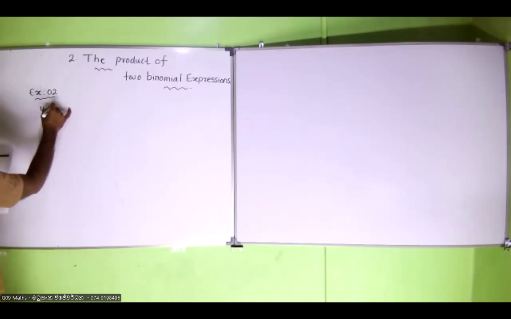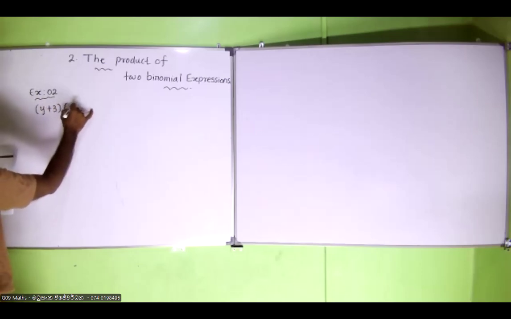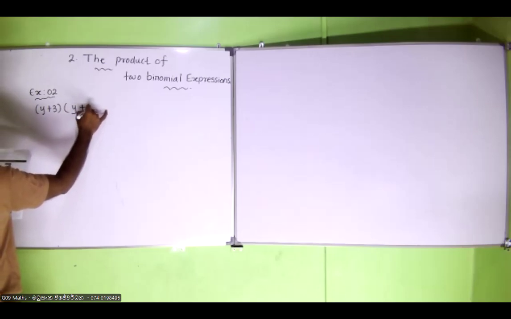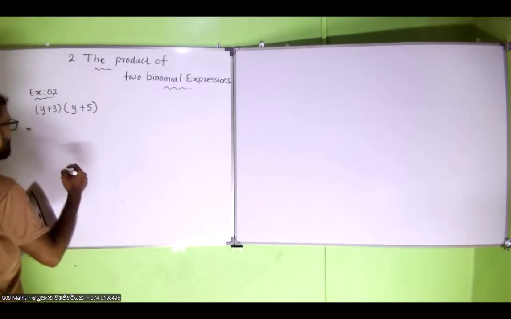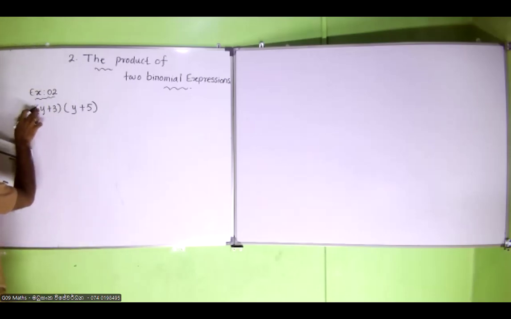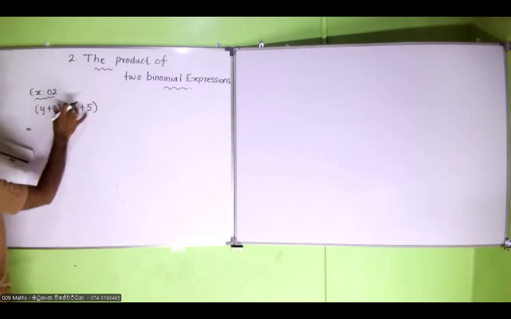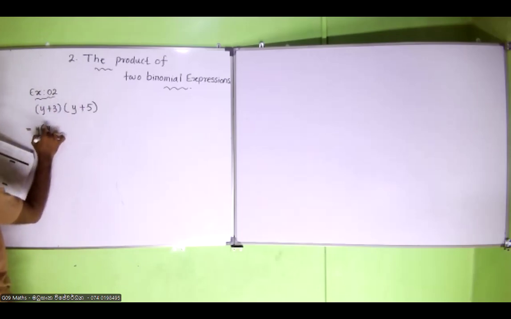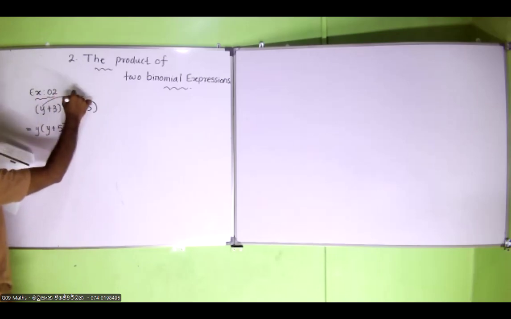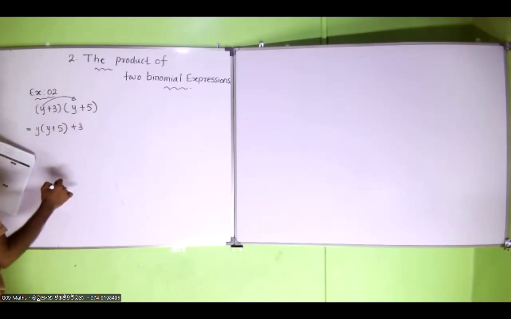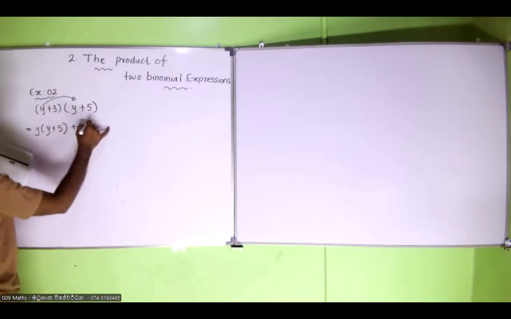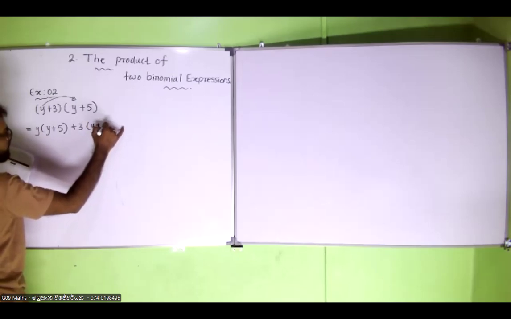y plus 3, y plus 5, equal mark. As I told you earlier, this is positive y. Y into this term, y into this term. Don't think too much. Just multiply this term by this whole expression. And here you have plus 3, write it as it is. Plus 3 into this whole thing, y plus 5.